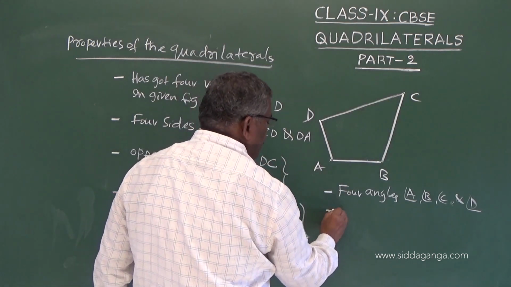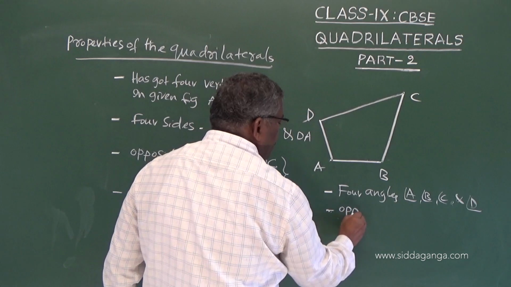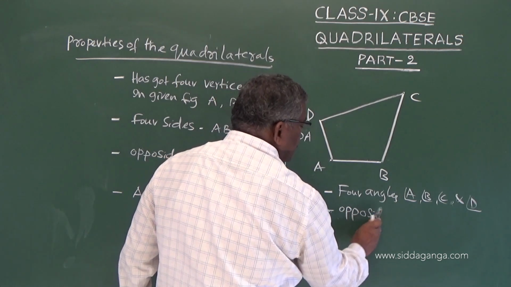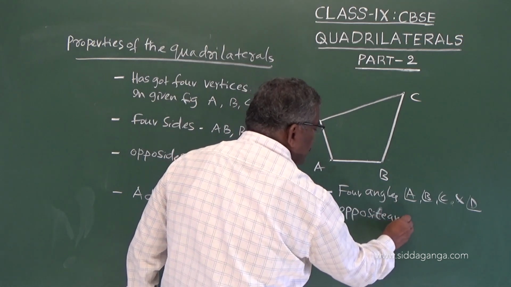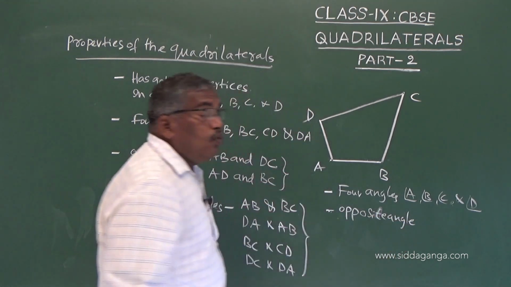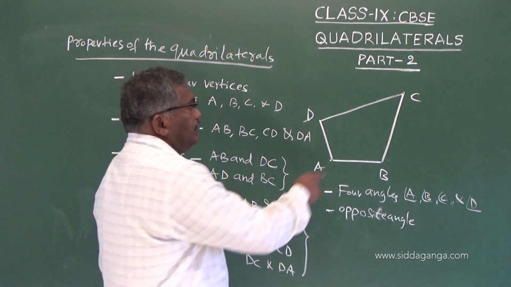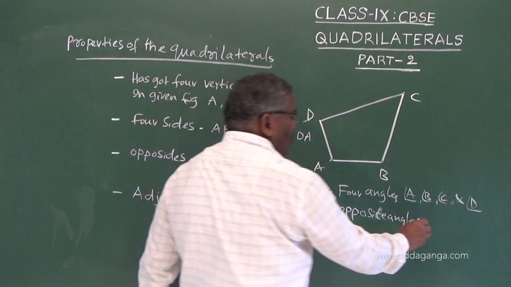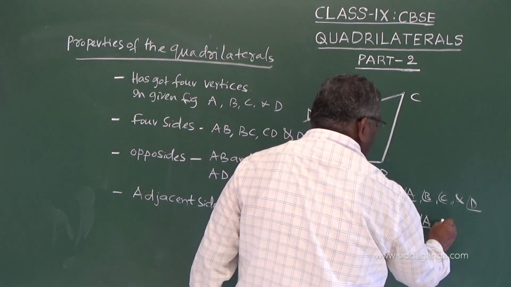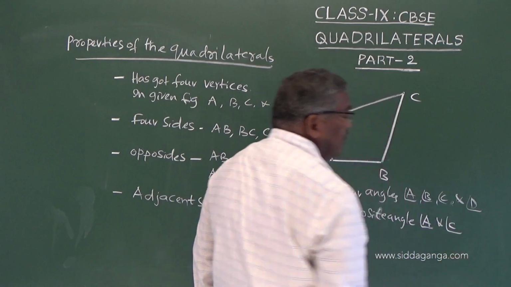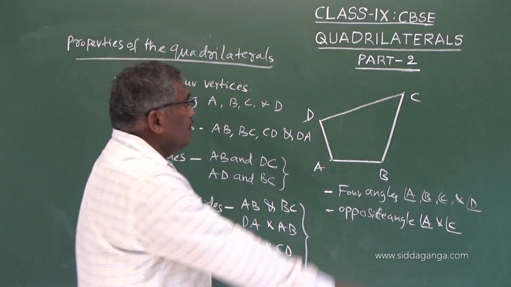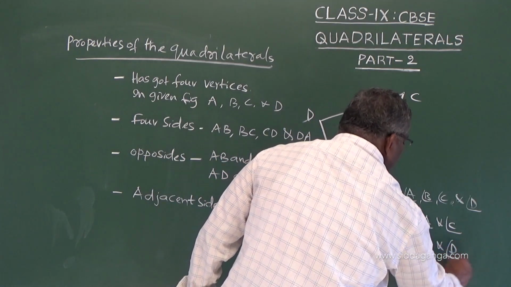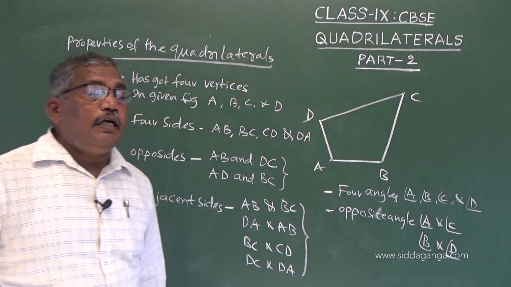So now I will list opposite angles in a quadrilateral. Opposite angles. There are 2 pairs of opposite angles. A and C are opposite angles, B and D are opposite angles. So angle A and C are opposite angles and B and D are opposite angles in a quadrilateral.